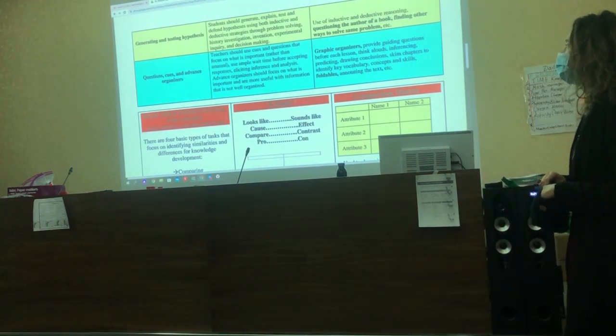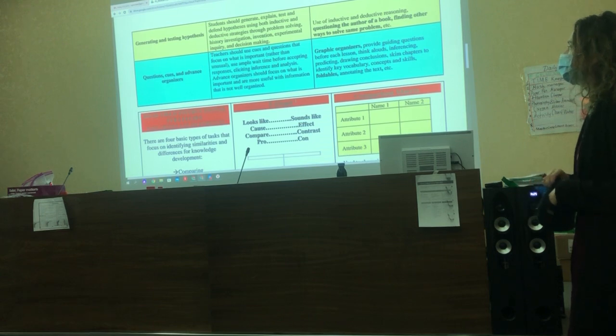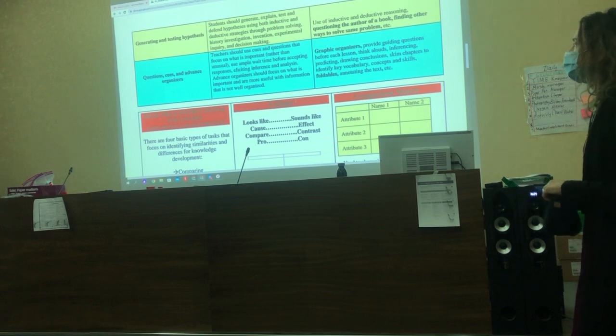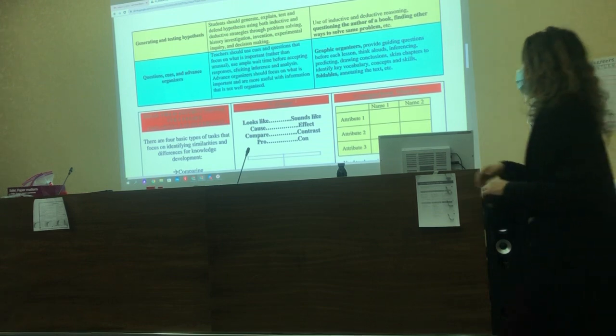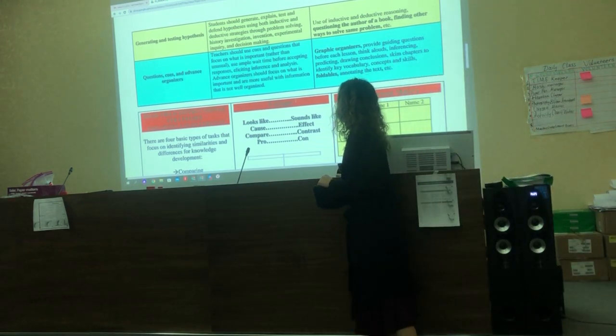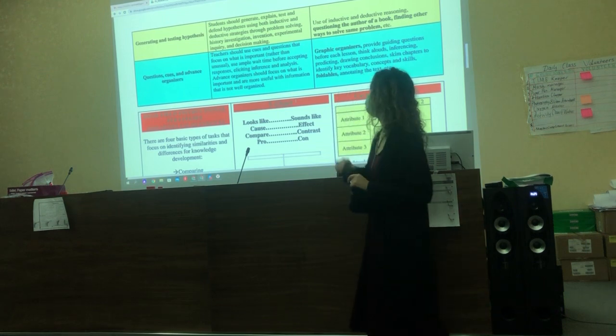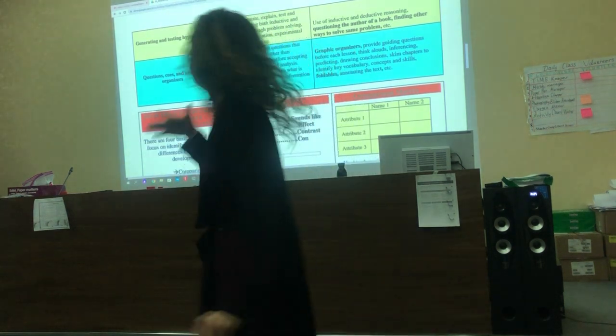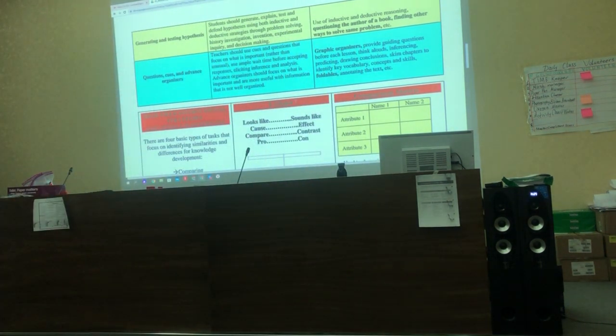Use wait time before accepting responses. Setting inference and analysis. Advanced organizers should focus on what's important and are more useful with information that is not well organized. Okay, good. So what does this say in your own words? What is the strategy here?